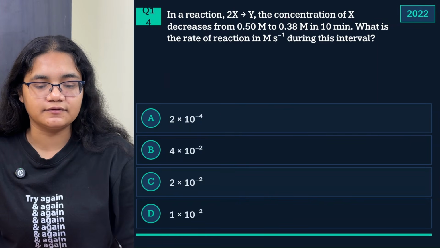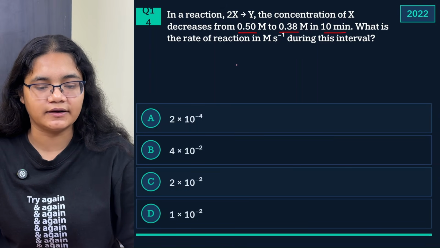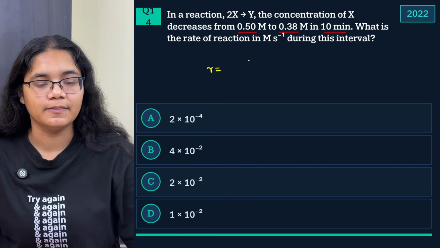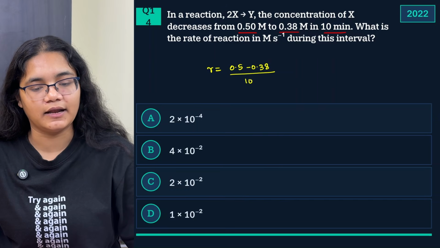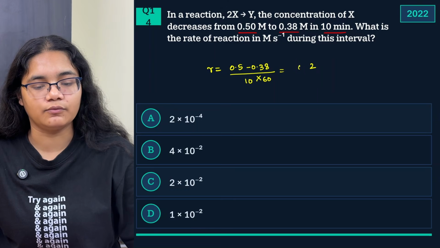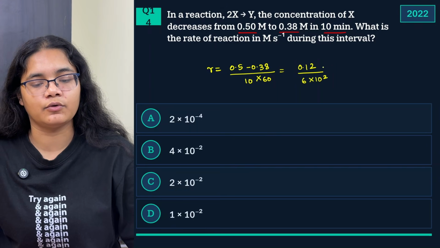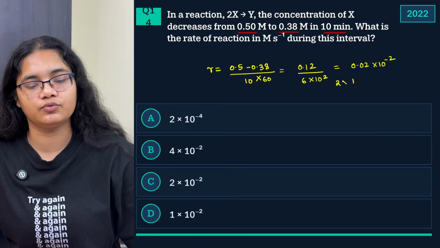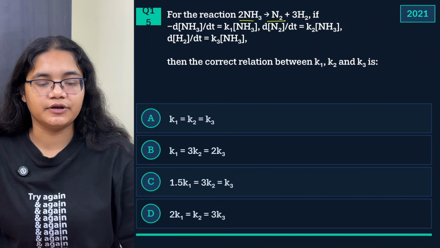Next, in the reaction 2X gives you Y, the concentration of X decreases from 0.5 to 0.38 in 10 minutes. What is the rate of the reaction? This is a very simple calculation. Rate of the reaction is equal to change in concentration by time. So the change in concentration is 0.5 minus 0.38, which is 0.12, divided by 10 minutes. In seconds, I have to multiply by 60, so that is 6 into 10 to the power of 2. Now this simplifies, so I will have 0.02 into 10 to the power of minus 2, which can be written as 2 into 10 to the power of minus 4. Option A here.